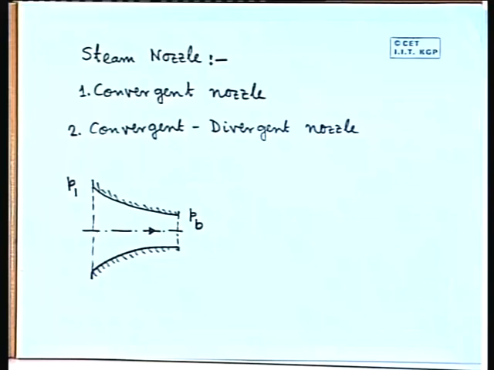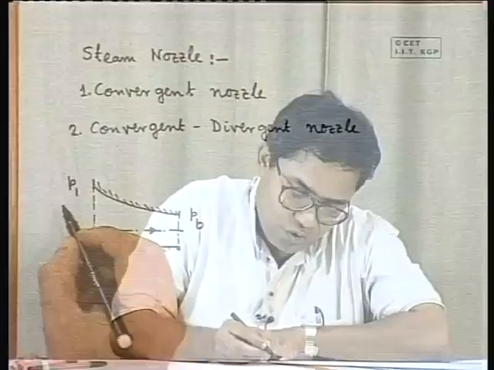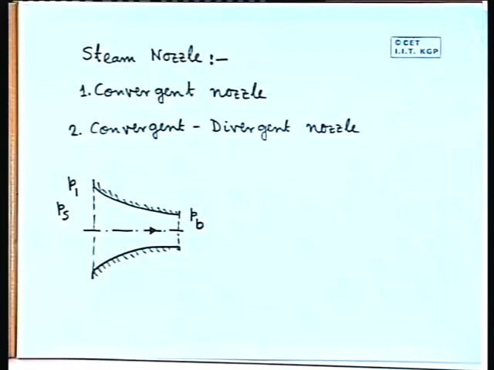Now, generally, at the inlet of the nozzle, the pressure of the steam is very high, but at the same time its velocity is negligibly small. So, sometimes this is also called PS or stagnation pressure, and at the exit of the nozzle we call it back pressure.